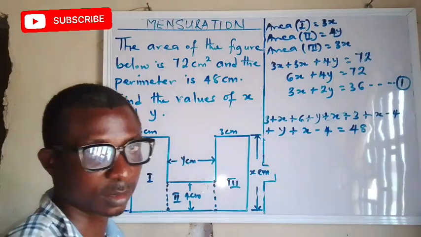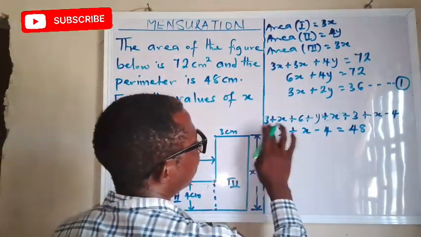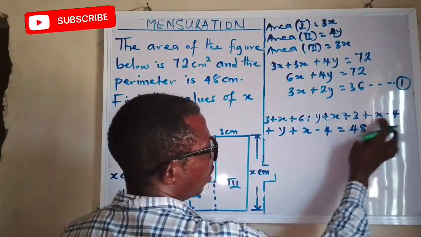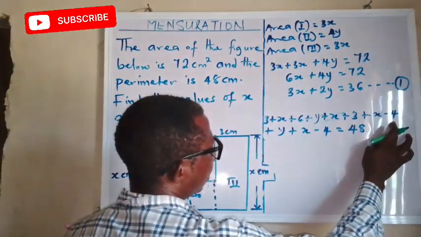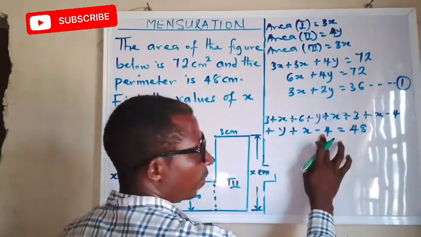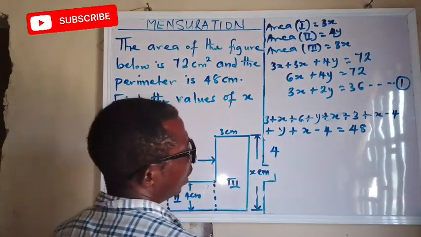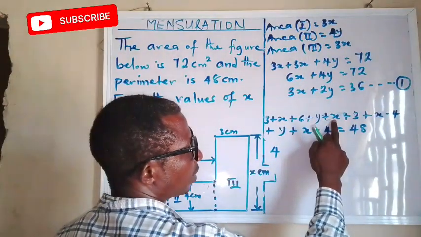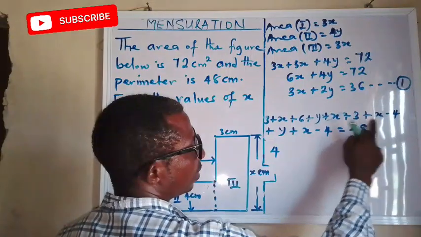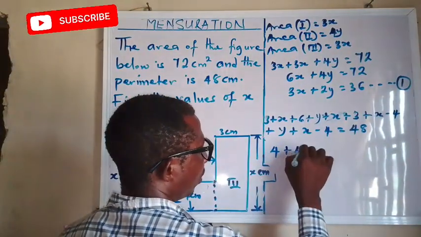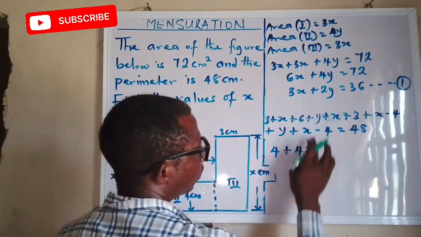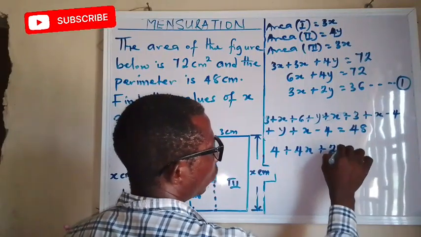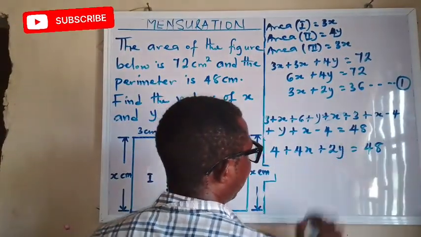So now let's tidy up this. So let's add the numbers first. This and this gives 9. 9 plus this gives 12. 12 minus 4, we have 8. 8 minus 4, we have 4. So that's 4. Now let's add x together. This 1x, another x, that's 2x, plus this 3x, plus this 4x, so plus 4x. And let's add y. This is 1y, this is 2y, so plus 2y. Everything is equal to 48.